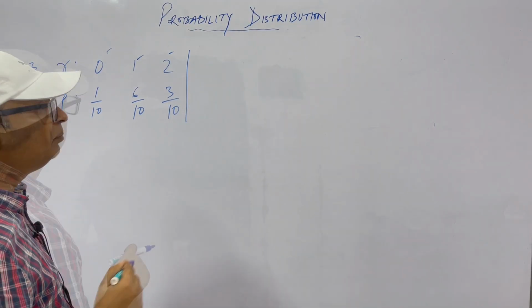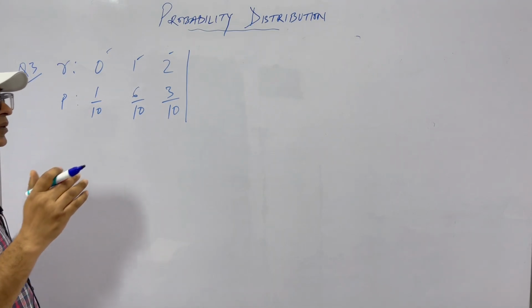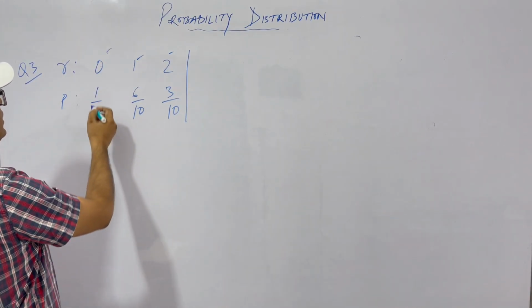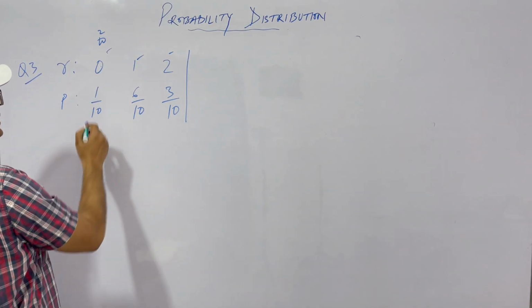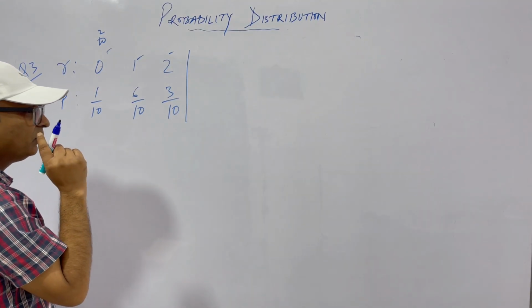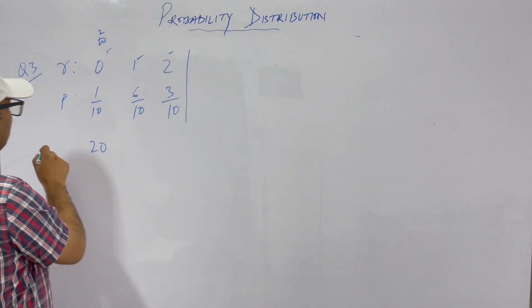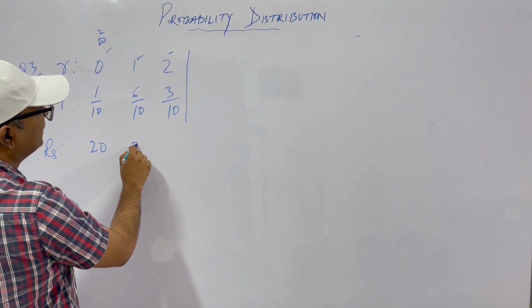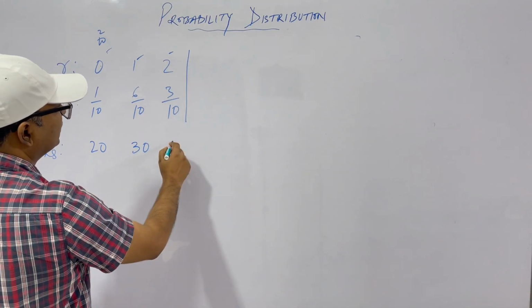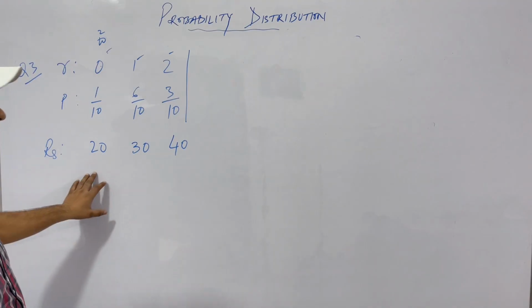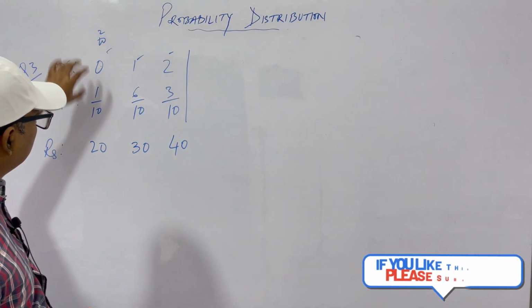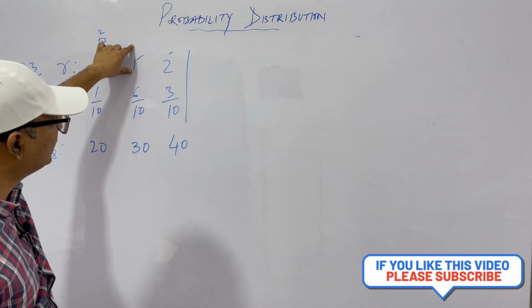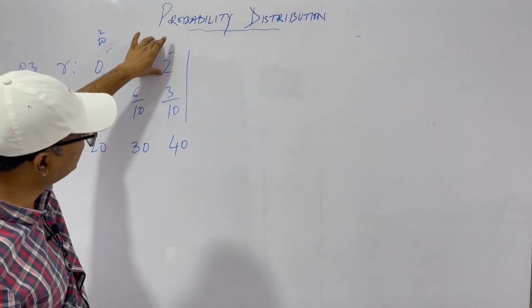Now we have to find the mean. Let's see the value of the amount that we will get. If this is 0, that is both balls are white, two whites, how much amount will we get? For one white ball we get 10, so this is rupees 20. This is one red and one white, so 20 plus 10, 30. This is both red, so this is 40. If none of the balls is red, we get rupees 20. If one is red and one is white, we get 30. If both balls are red, it is 40.